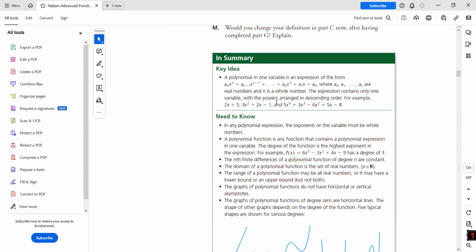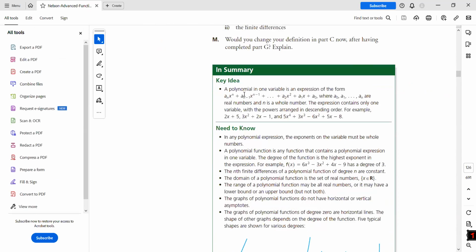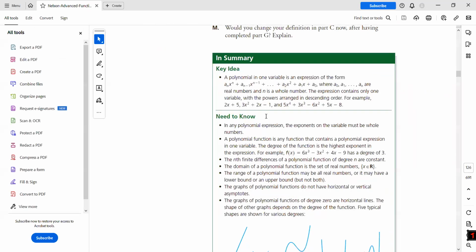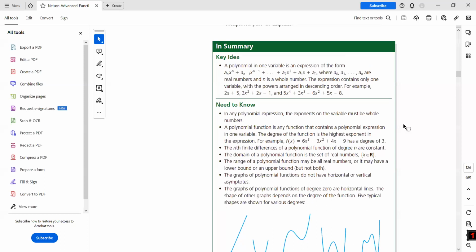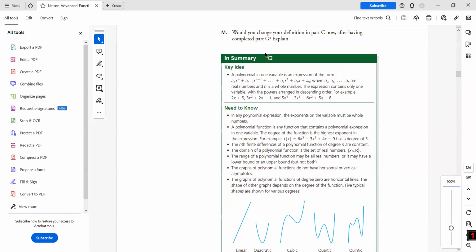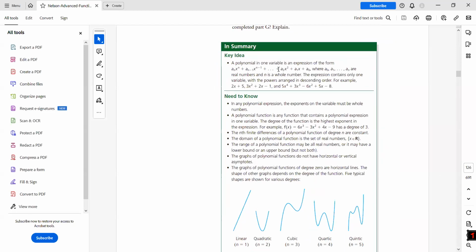The summary, and we'll even have some time to look into characteristics of polynomial functions. Make sure to note down this summary because it's useful to have it at your hand every time. So key ideas. A polynomial in one variable is an expression of the form an times xn plus an minus 1 times xn minus 1, and so on, where a0, a1, all the way to an are real numbers, and n is a whole number.